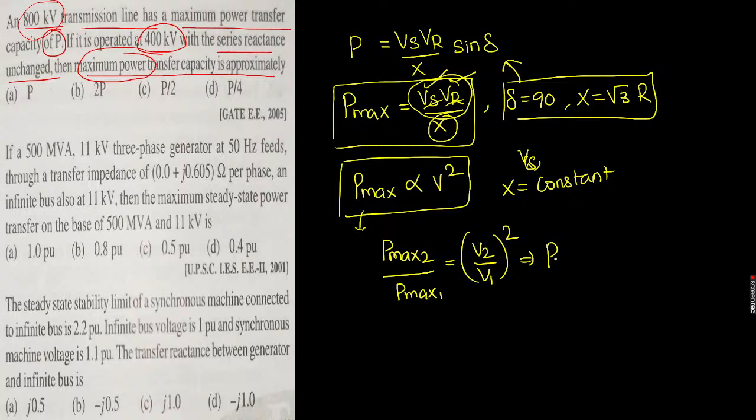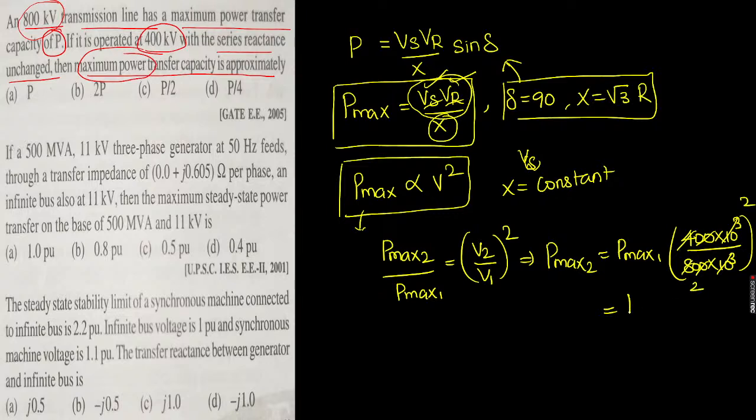From this, what we can say is, for case number 2, P max 2 will become equal to P max 1 times what is the value of V2? The second time they are reducing the voltage to 400 kV, so 400 times 10 power 3 divided by 800 kV, whole squared. Case number 1 is 800, case number 2 is 400. So 10 power 3 cancels, and the zeros cancel, it will be 2 times. So it will become P max 1 by 2 whole squared, P max 1 divided by 4.